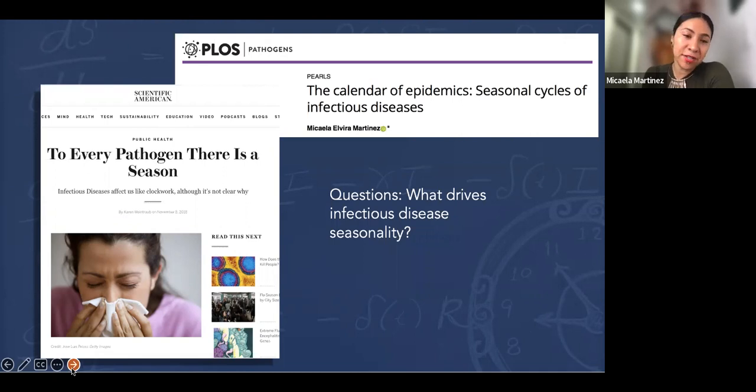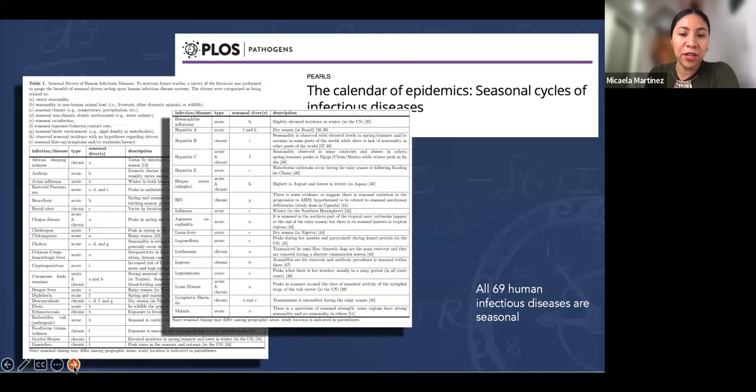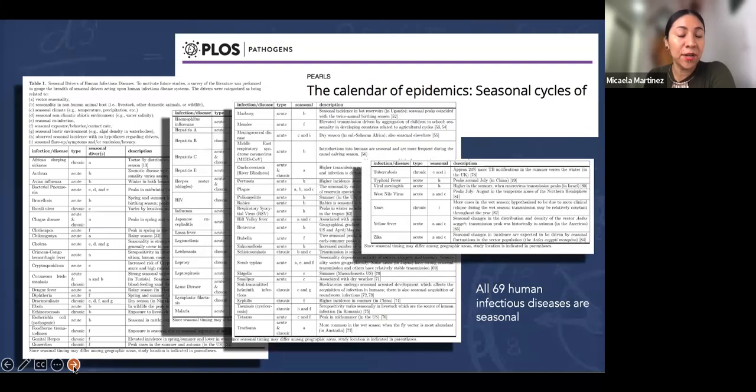There are other infectious diseases that are very well known to be wintertime diseases. So in 2018, I set out to ask the question: which infectious diseases are seasonal? And what are the known seasonal drivers of infectious diseases? What I ended up finding in looking across all 69 human diseases, and now we have the emergence of SARS-CoV-2, so we would have to add that to this list. But at that time, we had 69 known human infections.